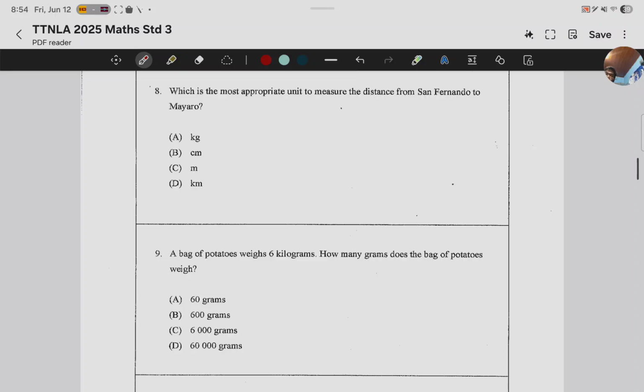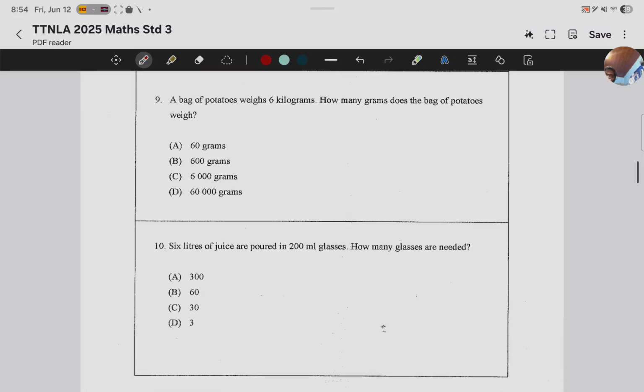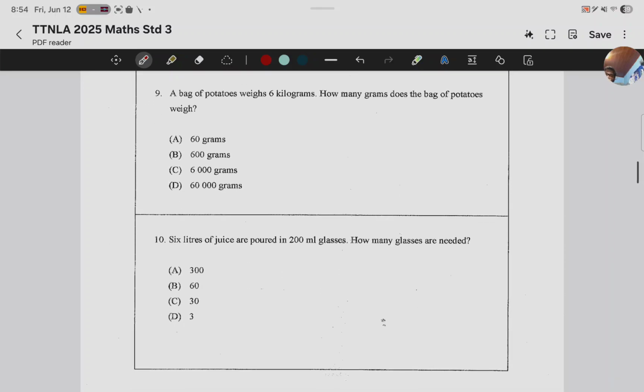Which is the most appropriate unit to measure the distance from San Fernando to Mayaro? Well, that's a long distance, so we use kilometers. The bag of potato weighs 6 kilograms. How many grams does the bag of potato weigh? We have kilograms and we want to change it to grams. We know that 1 kilogram is equal to 1,000 grams. So for 6 kilograms, it will be 6 multiplied by 1000, which will give us 6,000 grams.